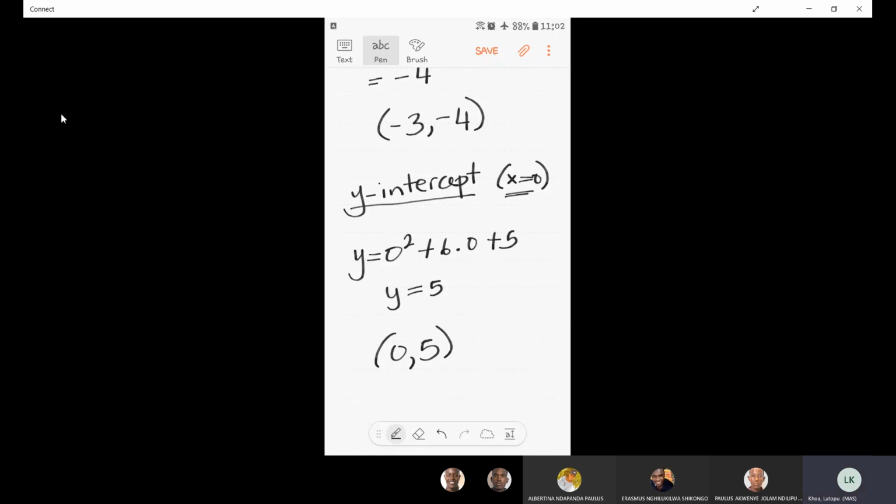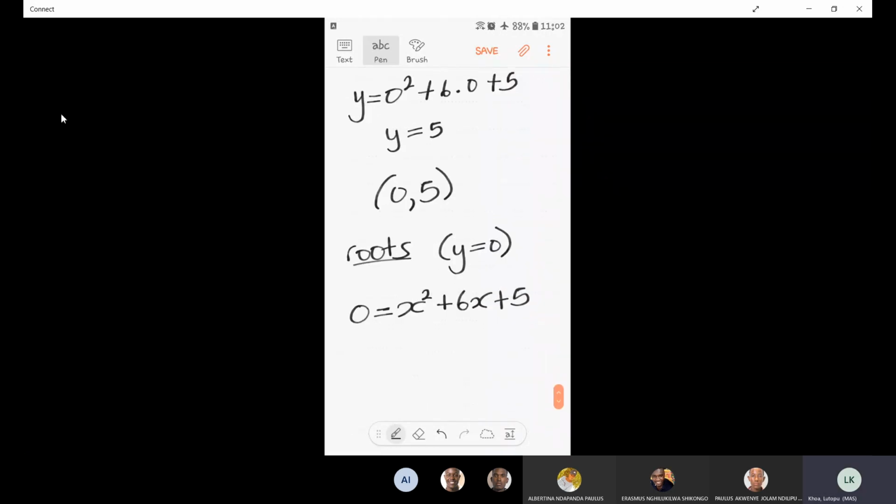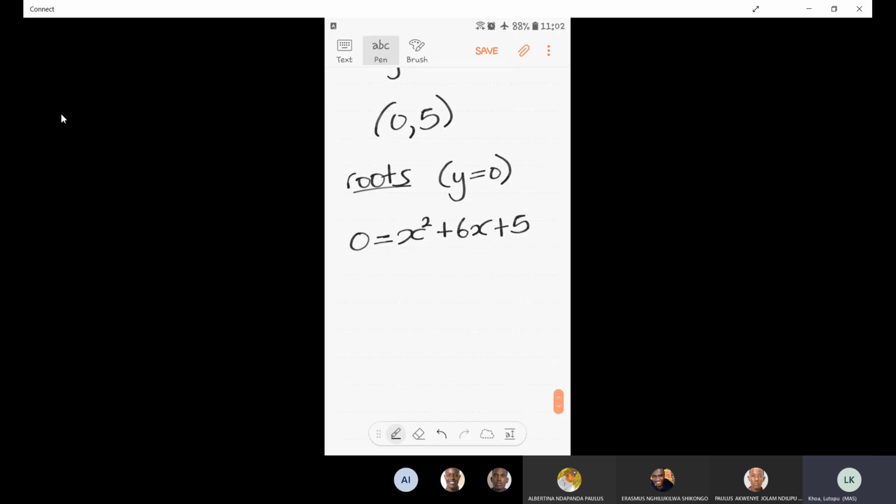Okay. Then we look for the roots or the x-intercept. So here we have y is equal to 0. So again, I substitute into the equation for y. So I have 0 is equal to x squared plus 6x plus 5. So again, this is a quadratic equation. I will just rewrite it, x squared plus 6x plus 5. This is equal to 0.